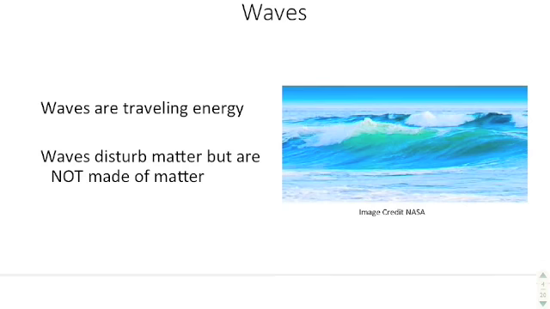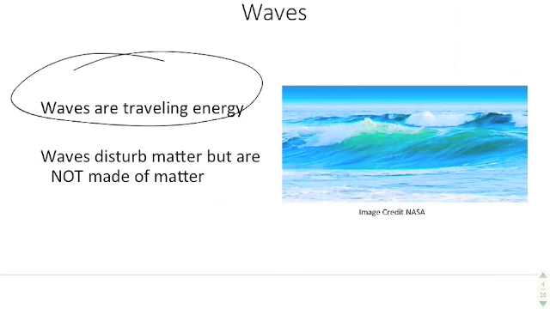Waves are traveling energy. Now, a lot of people get confused here because they say, okay, well, you've got this ocean wave right here, and clearly the water is moving up and down. That is true. Whenever you have an ocean wave, the water is moving, but the wave itself is traveling within the water. Whenever the wave travels within the water, it makes the water move up and down, but the water itself is not the wave. The wave is just energy that travels through matter. So waves disturb matter, but they are not made of matter.